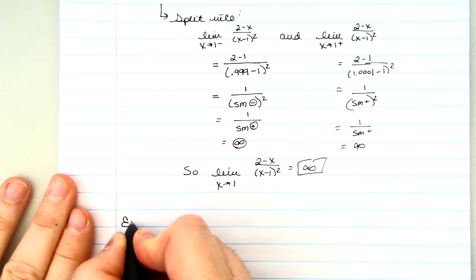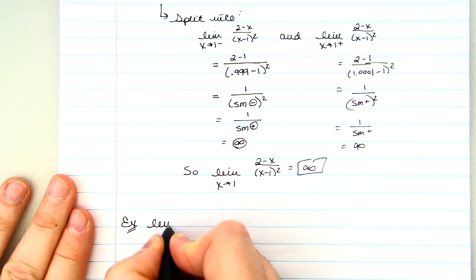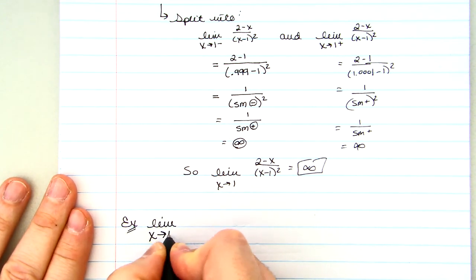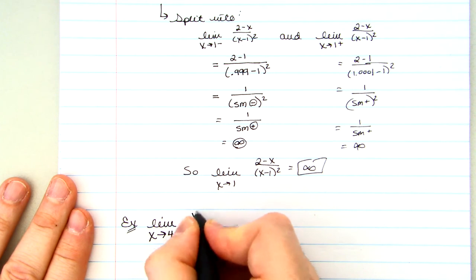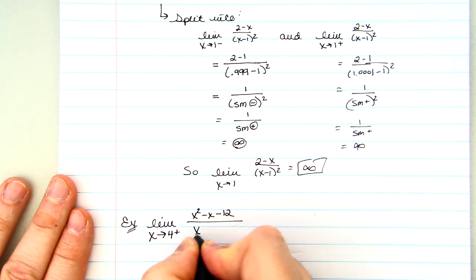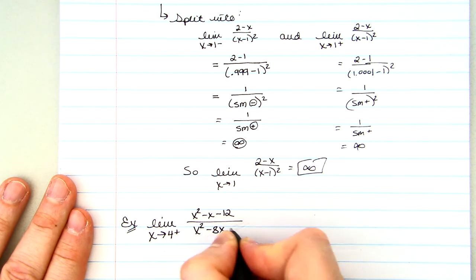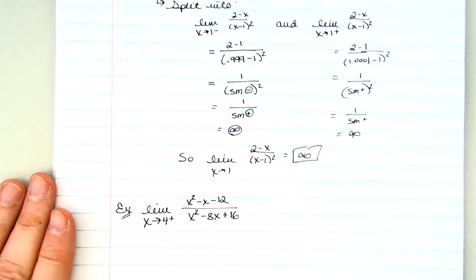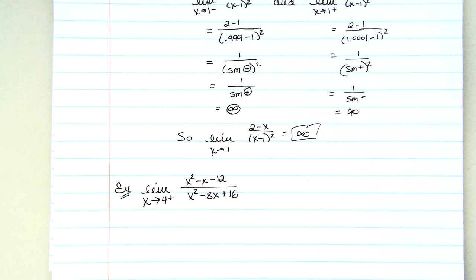Next one. I would like you to go do the limit as x approaches 4 from the right of x squared minus x minus 12 over x squared minus 8x plus 16. How are you starting it? Do it. Let's just make sure it's a number over 0.